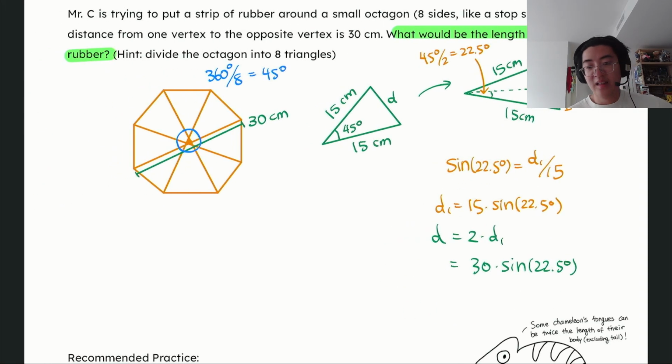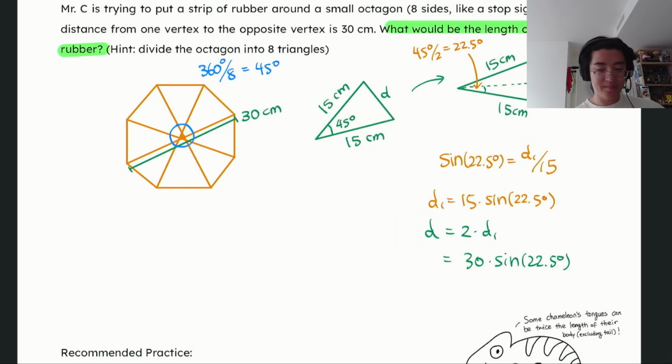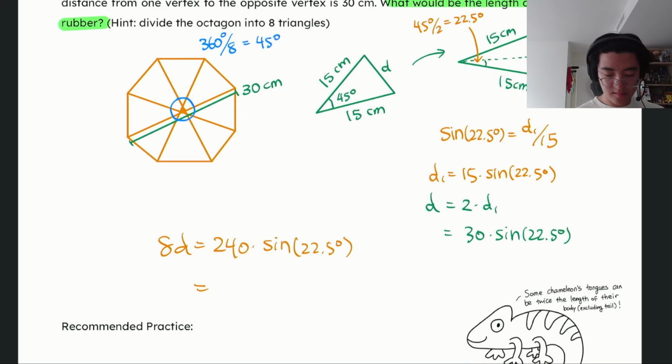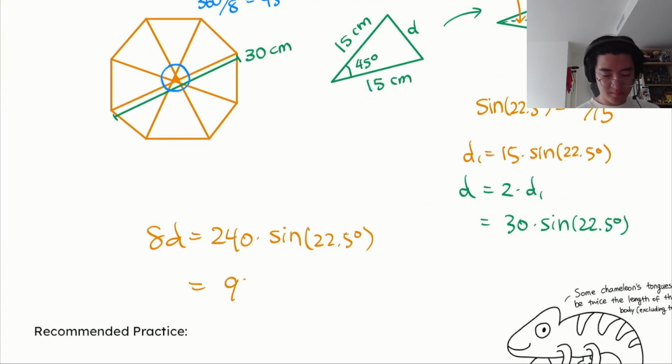The total perimeter now is just 8 times this. One segment of D is this, so we want 8 of that to find the whole perimeter. So 8D is just 240 times sine of 22.5. Plug that into a calculator: 91.8 centimeters.